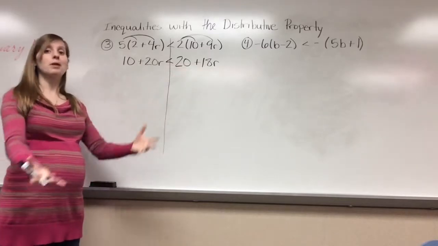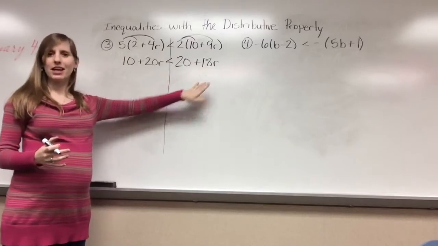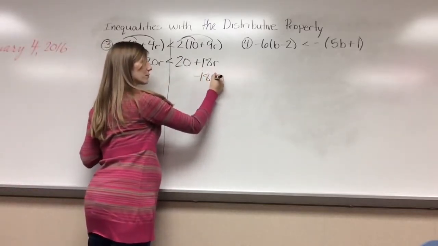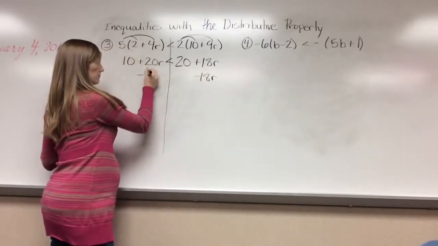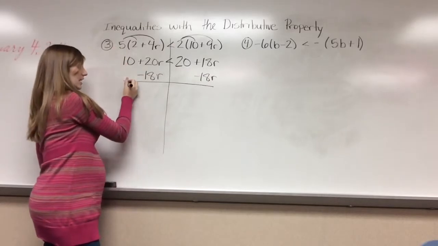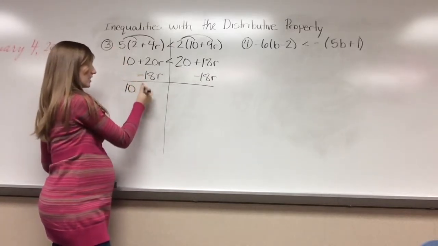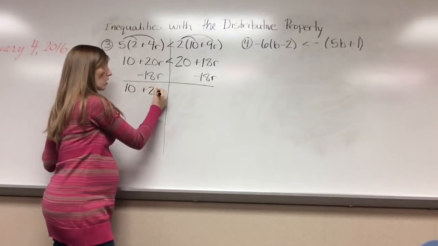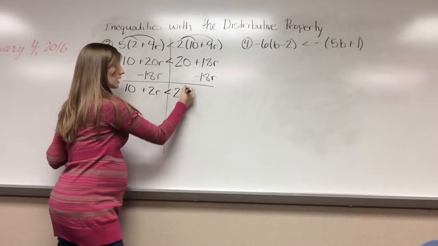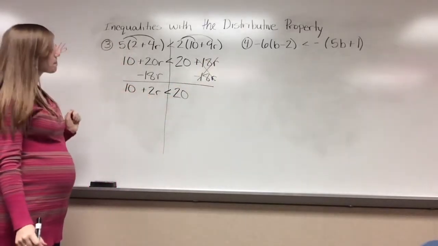So to solve this, I want to get my variables to the left side, so I'm going to cancel out that positive 18r. So to do that, I will subtract 18r from both sides. My 10 will just stay the same, so I'm going to bring that down. And then 20r minus 18r is a positive 2r. My inequality sign comes down, so does the 20, but my 18r's cancel, so those are gone.